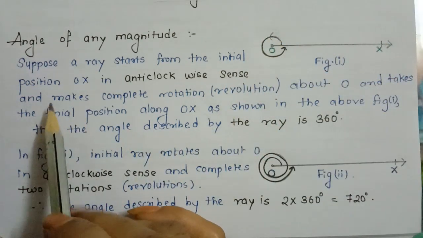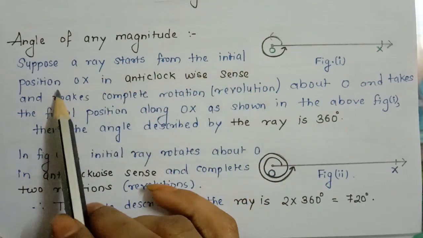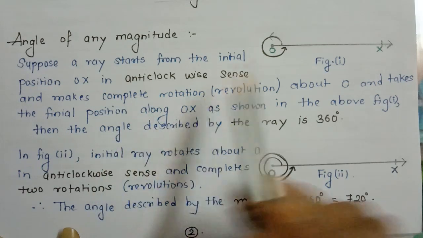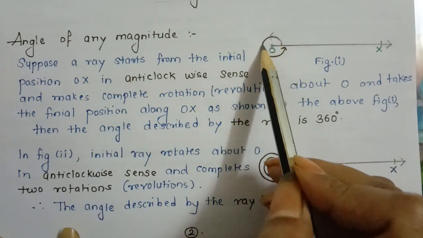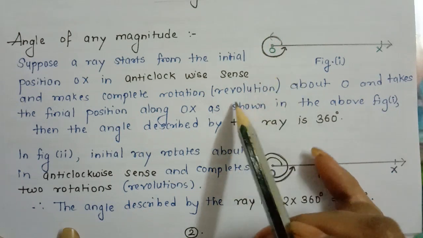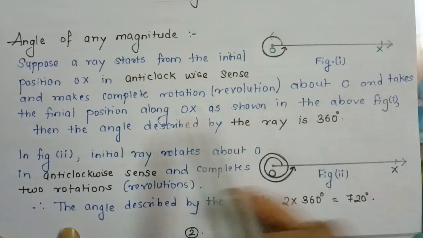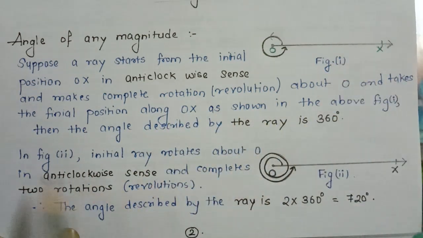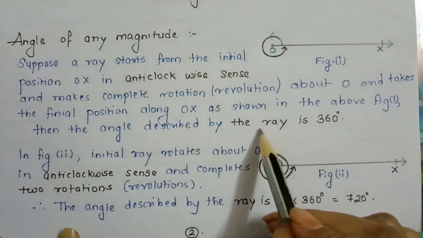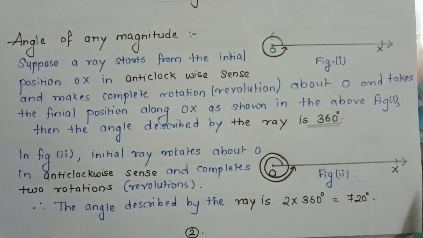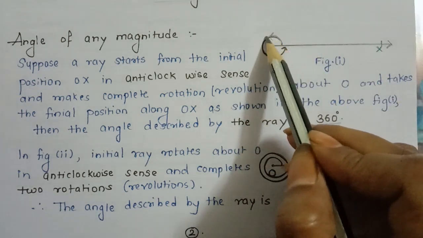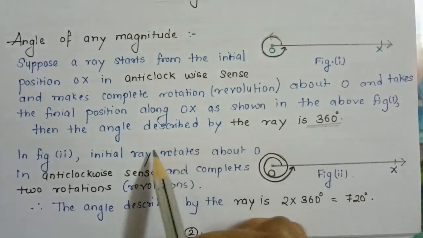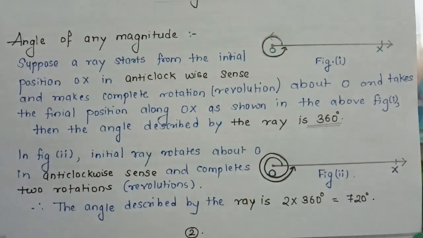Okay, now here suppose a ray starts from the initial position OX in anti-clockwise sense and makes a complete rotation. So this is making a circle, which is nothing but a complete rotation or revolution about O, and takes the final position along OX, as shown in this figure. Then the angle described by the ray is 360. Now see here, the angle is making one complete rotation, so it is making 360 angle, right? So the angle described by the ray is 360.